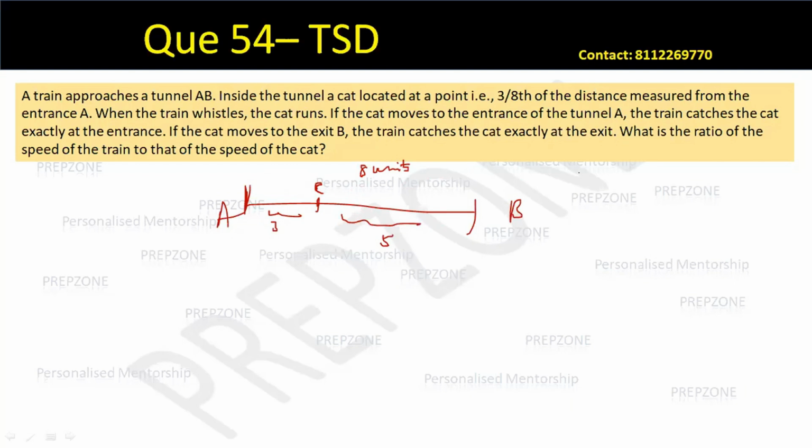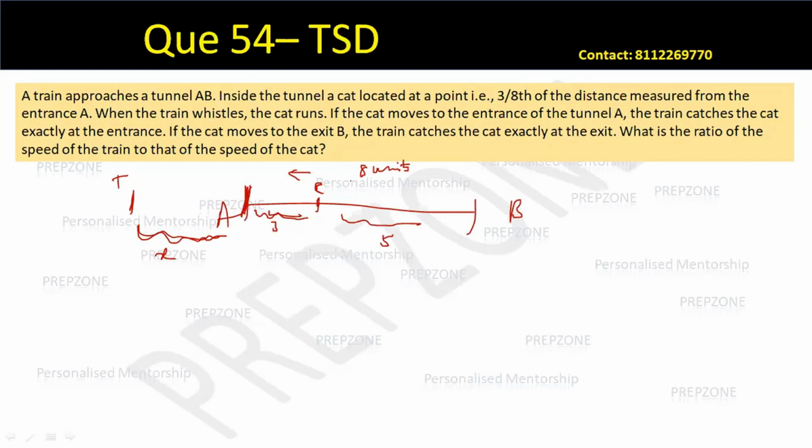Okay, if the cat moves to the entrance of the tunnel A, the train catches the cat exactly at the entrance. Let's say train के इधर है. Okay, this is the train at say x distance. So now what is given to us is कि train जब तक x distance travel करती है, cat 3 units travel कर लेती है. They exactly meet at A unit, A पे.